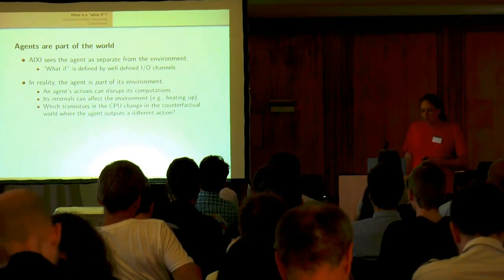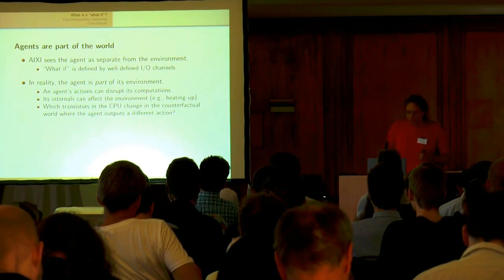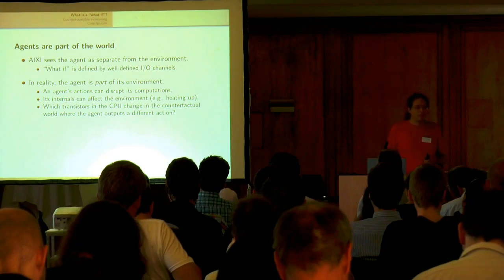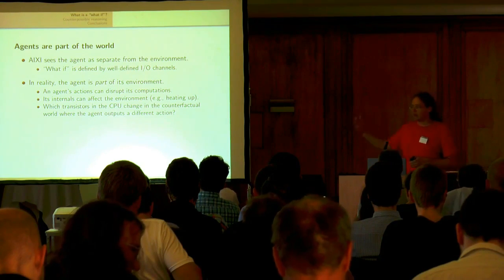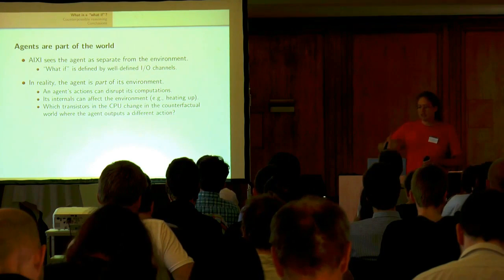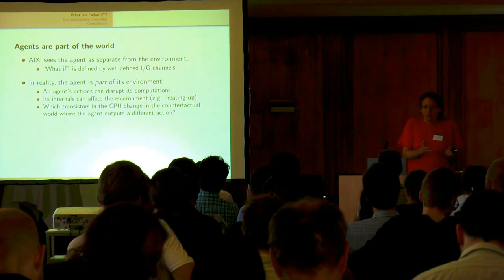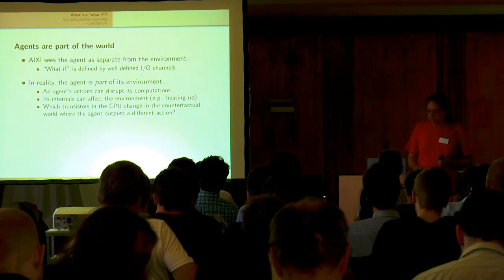There's also the question of how do you actually define the counterfactual world where AGI, or whatever we actually use, outputs something else. Which transistors in the CPU do we change in order to make it so that this thing outputs something else? How do we actually construct the world where we now have a computer that has outputted something else?